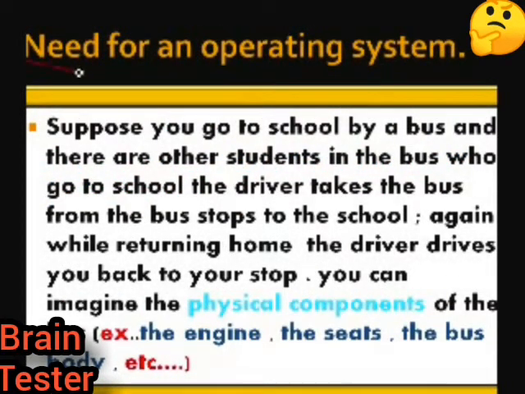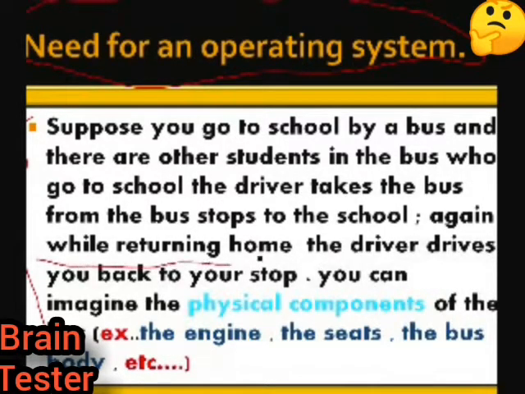Now, the need for an operating system. What is the need for an operating system in a computer? Here is a big example to help you understand. Suppose you go to school by bus, along with other students who go to the school. The driver takes the bus from the bus stop to the school. While returning home, the driver drives you back to the stops where you started. Now imagine the physical components of the bus.